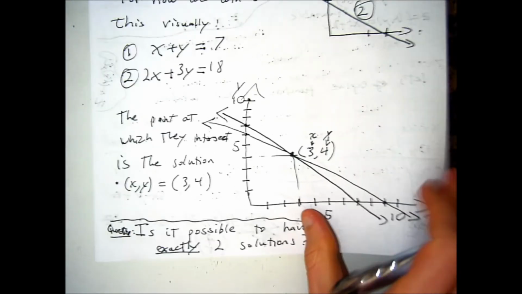What I'm trying to lead into is, as we visualize, what are the different ways that linear equations can overlap? How can they relate to each other? So would it be possible to have exactly two solutions? And the word exactly is important because it might be possible to have two solutions or more, maybe infinite solutions, but exactly two. Let's think about that.